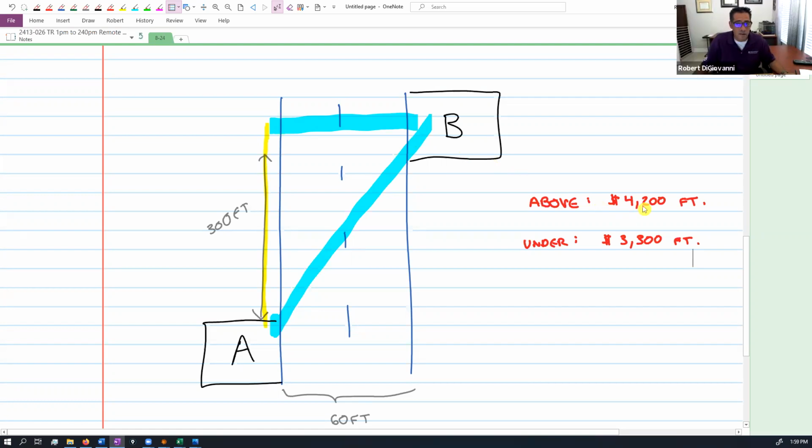Whereas if you go this way, it's a longer distance, but part of it is cheaper, right? So the only part that's expensive is this part. This part's cheaper. Y'all still with me? So which way do we go?